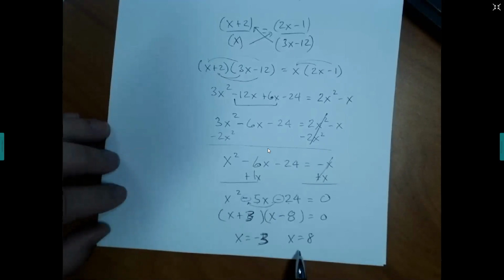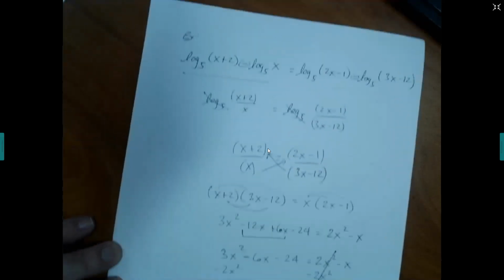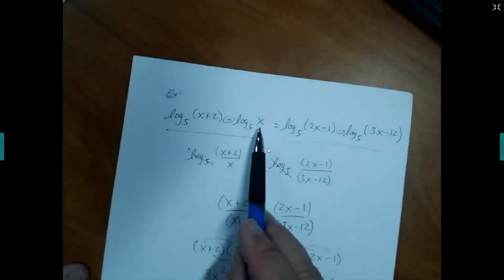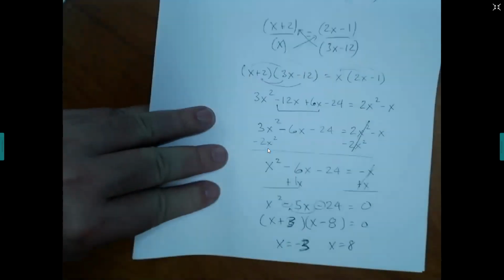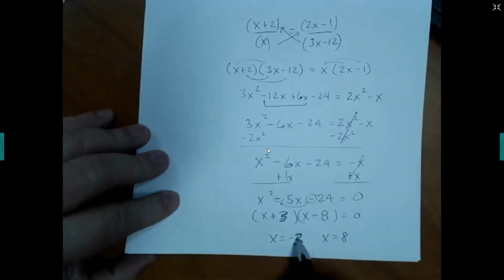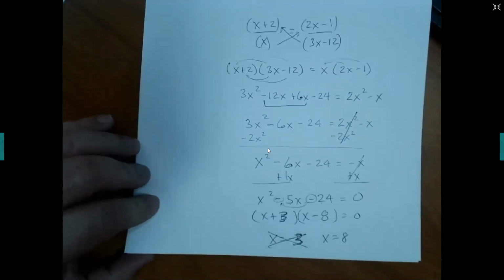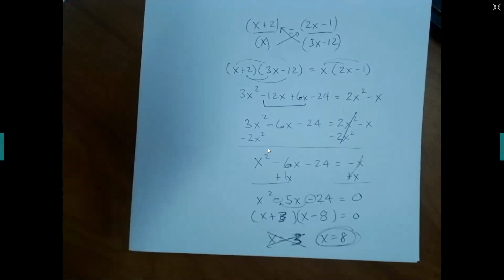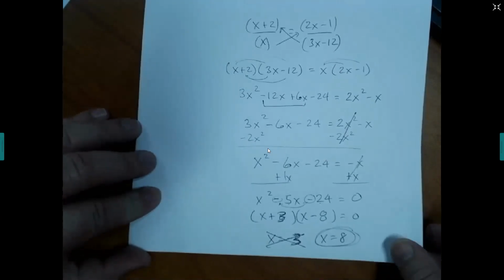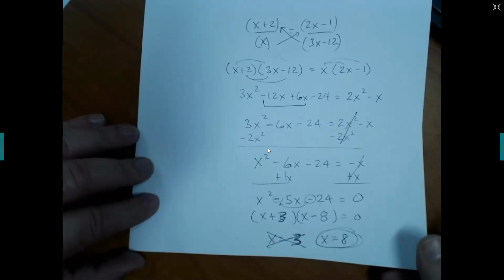So now, checking your answers. If we go back to the original equation, here's a log base 5 of x. Which one of these cannot work because it's negative at 3? So the only answer we can use is x equals 8. Plug it in there, and you'll see it works.